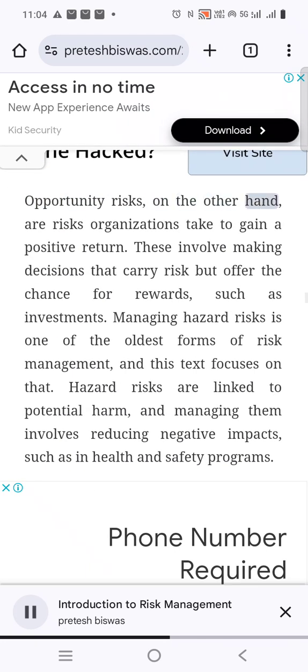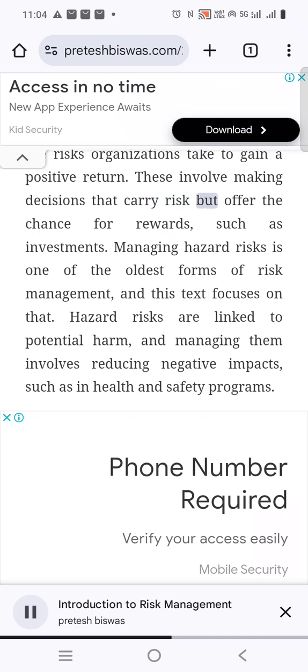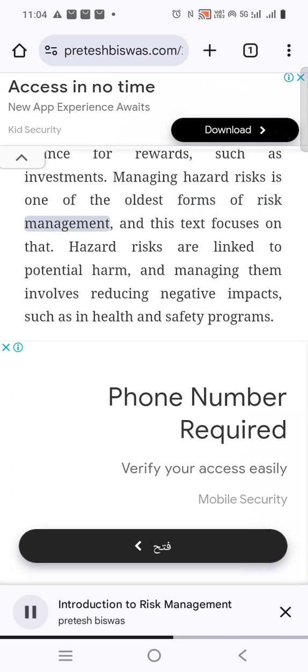Opportunity risks, on the other hand, are risks organizations take to gain a positive return. These involve making decisions that carry risk but offer the chance for rewards, such as investments. Managing hazard risks is one of the oldest forms of risk management, and this text focuses on that.